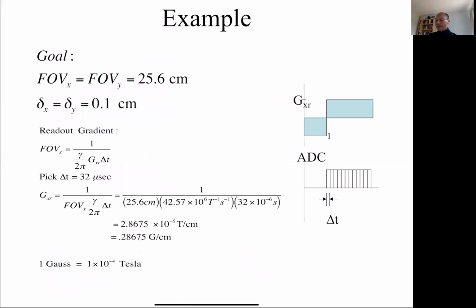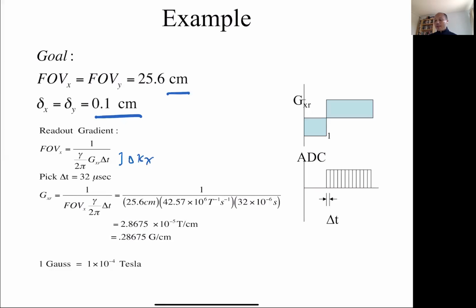So here's an example. Let's say my FOV is 25.6 centimeters in both the x and y direction, and the delta x and delta y are 0.1 centimeters in both directions. So I simply want to set FOV of x equal to, this is my delta kx, right?